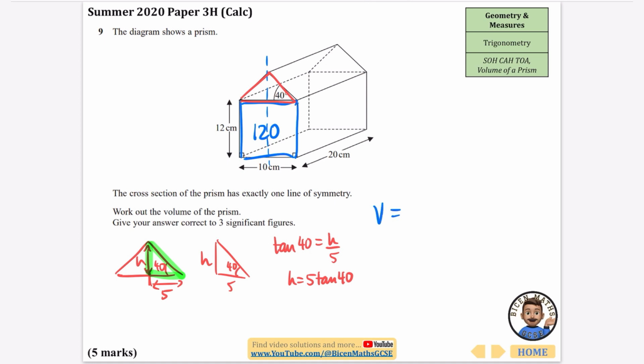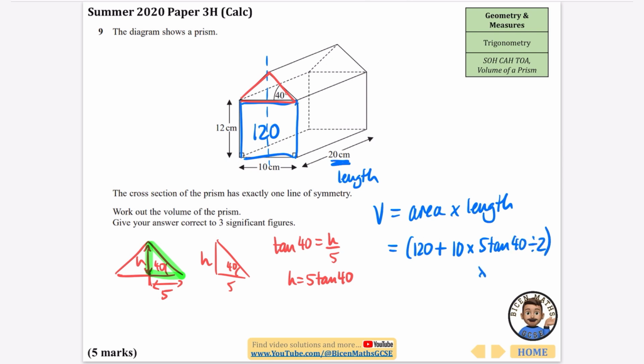The volume of the prism is the area multiplied by the length. The length in this case is going to be 20. So the area that we have at the beginning is 120 plus the base of this triangle, which is 10, times by the height divided by 2. So that is going to be the 10 times by the height divided by 2. And all of that is going to be multiplied by the length, which is 20.